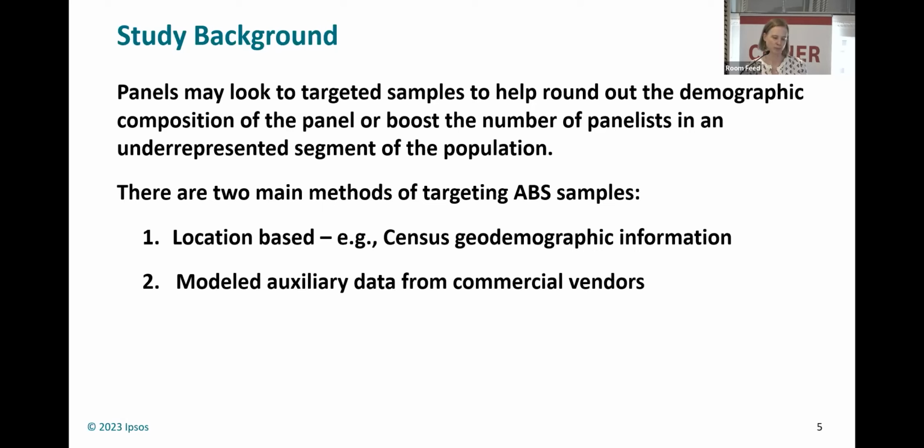And there's two main methods. One would be the location-based targeting. So really using census demographic information to try to increase the likelihood of finding someone in a particular group, or the modeled auxiliary data that we heard Ipek talk a little bit about from commercial vendors.